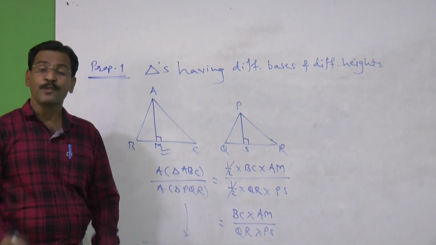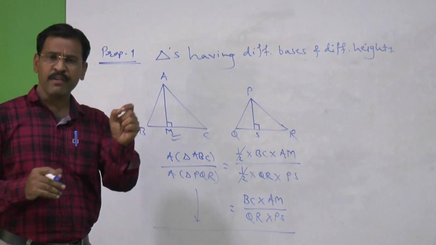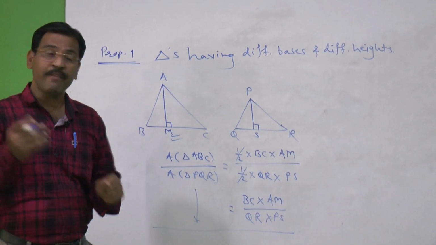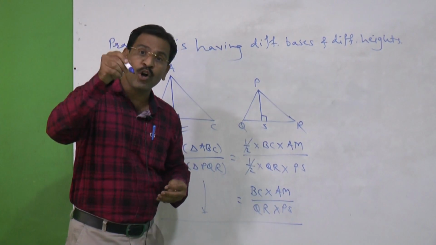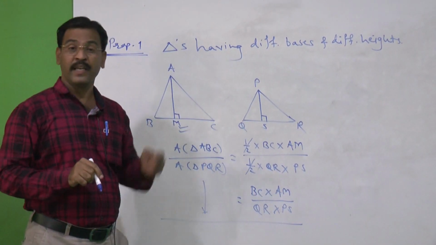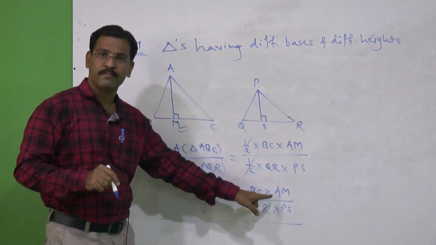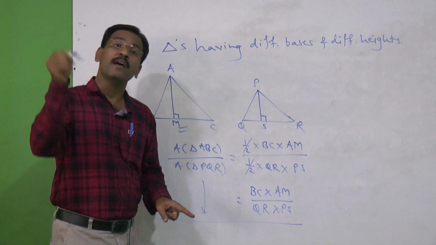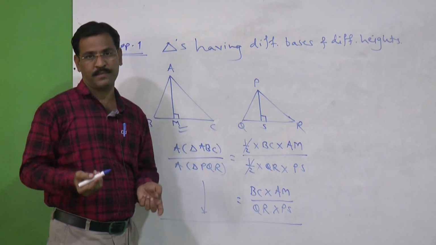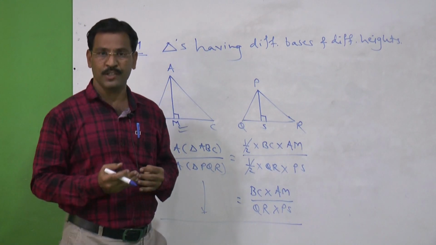Now we are going to prepare one statement here. Whenever two triangles have different bases and different heights, then the ratio of their areas is equal to the ratio of the products of their bases and heights. We can take the corresponding bases and heights. Okay friends, now we are going to make its generalization.